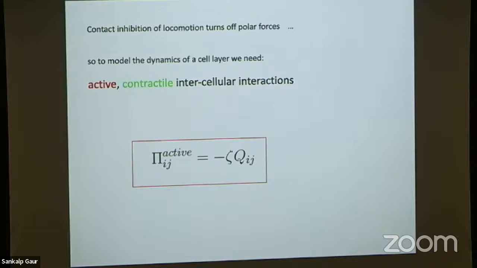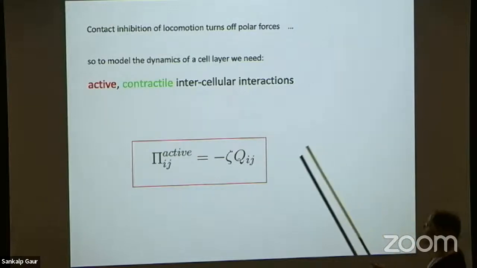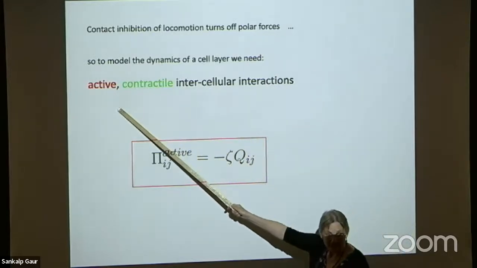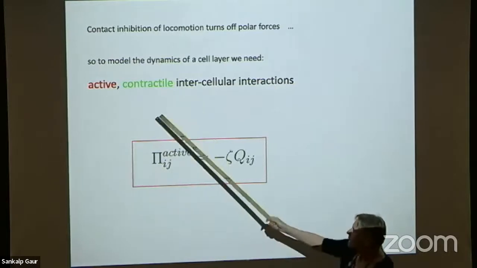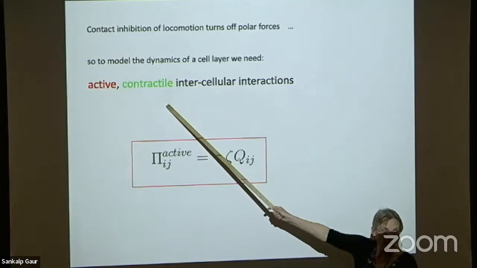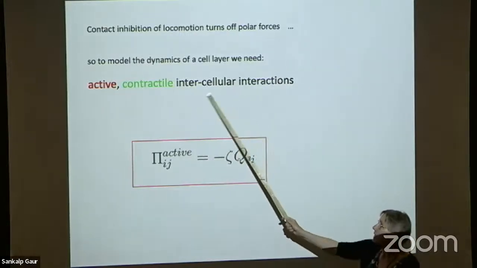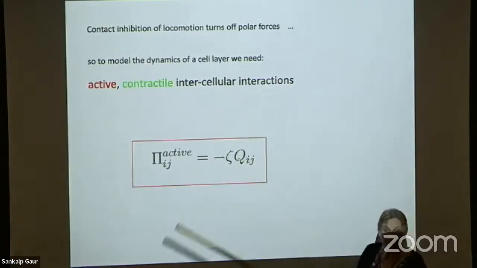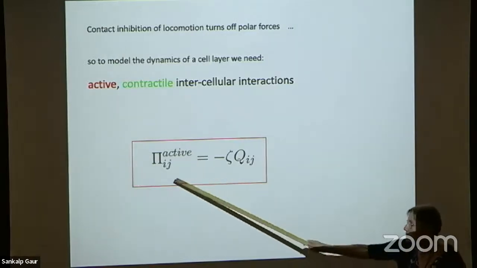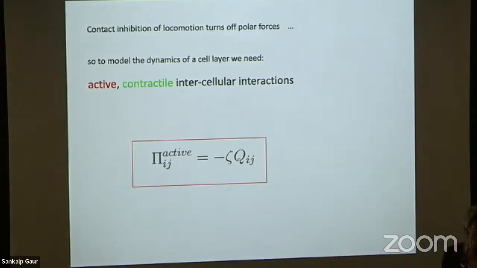And that makes a lot of sense. It took us ages to realize it, but I think it does make a lot of sense. You turn off the polar forces. These things are active. They're cells, they're active, right? So they're always moving, even if they haven't got any net direction. Contractile forces is what they do, because they're contractile cells. That's what they're set up to do. And intercellular interactions are likely to be important in this system. Intercellular interactions are equal and opposite. And so we know how to do equal and opposite forces. It's this minus zeta Q thing. Let's put that into the model and see if it works.